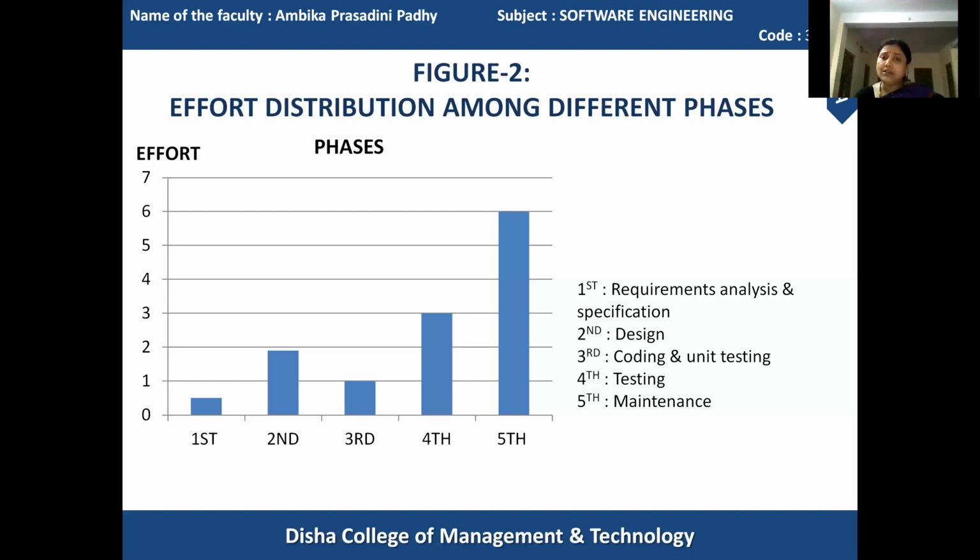Then come to the third phase, that is coding and unit testing. It requires less effort than the design phase, because in the design phase the outer knowledge is already there, the architecture is already there, the structure is there, and looking at that structure, using a particular programming language we only need to write the code for it.